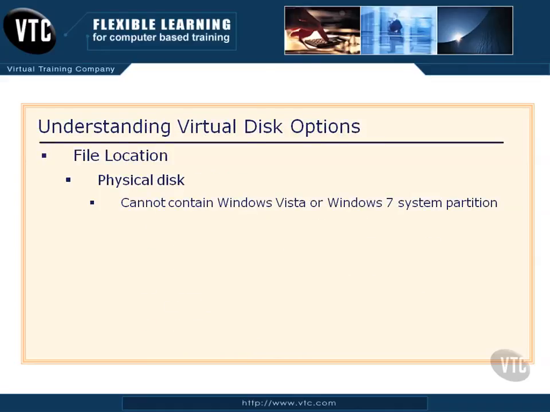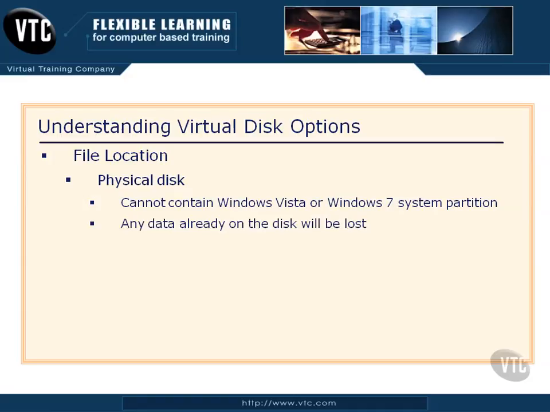Now another option is to use a separate physical disk. There's some things you have to watch for here. Number one, this physical disk cannot contain a Windows Vista or Windows 7 system partition. It will cause problems. Also, you need to be careful.